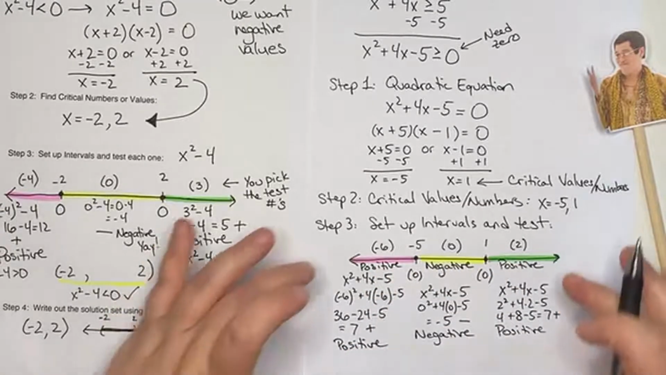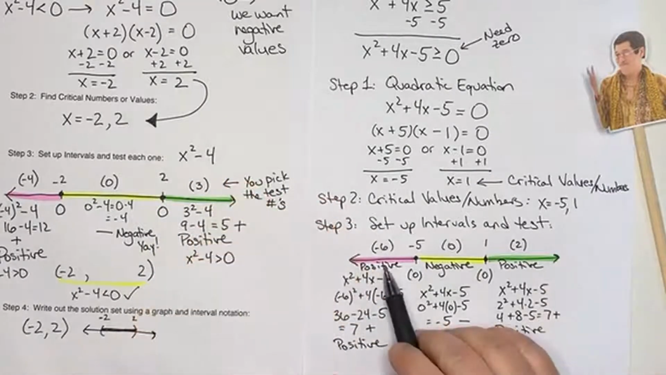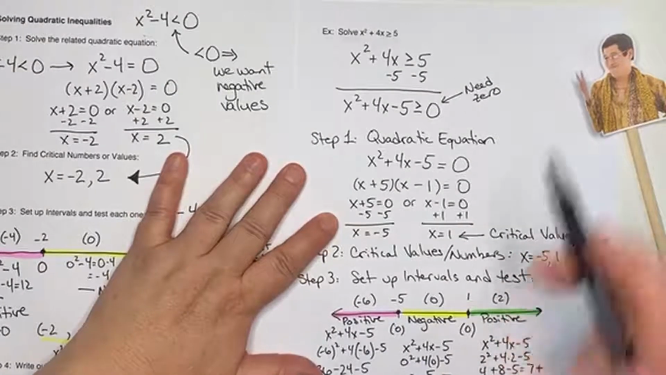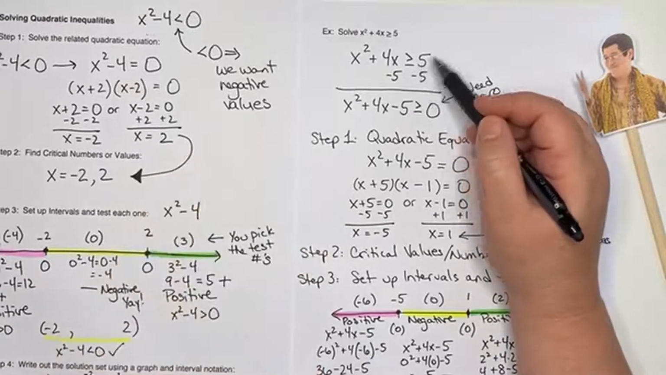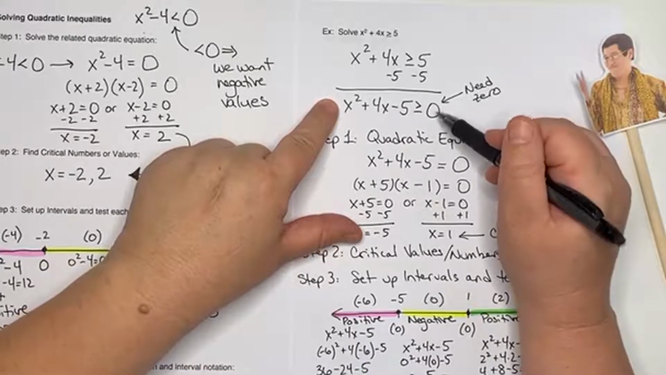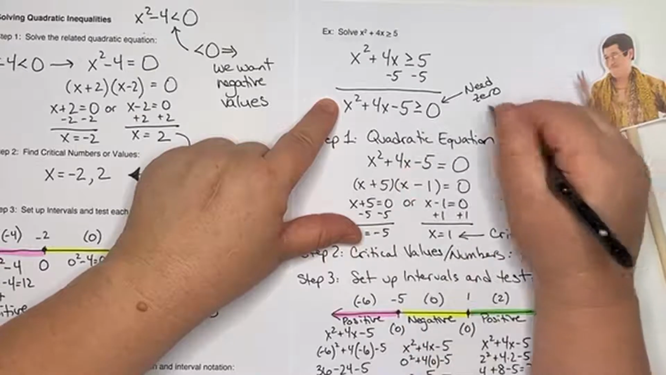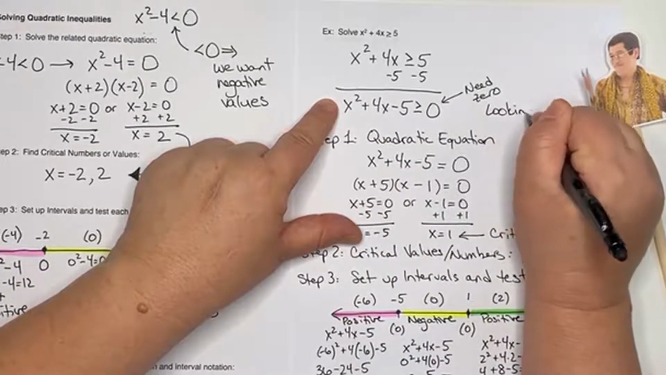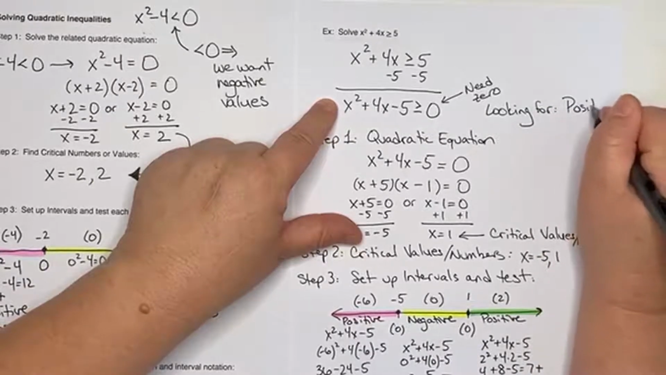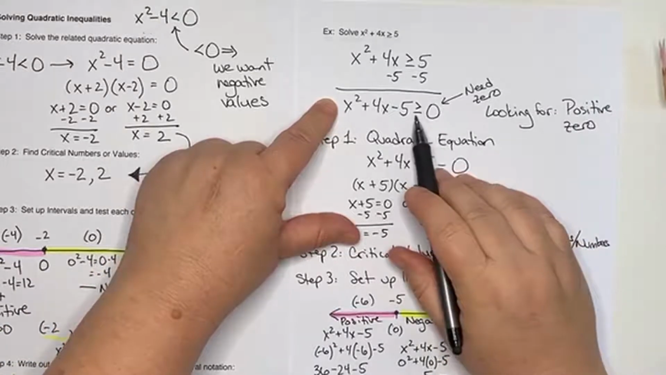Okay, so I've got my intervals. I've got my positive versus negatives. I've got my zeros. So let's go up to the top and let's decide, what do we need it to equal? And I want it, so we've got a 0 over here. I want this big expression to be greater than or equal to 0. So I'm looking for positive and 0. Does that make sense? Greater than or equal to 0.